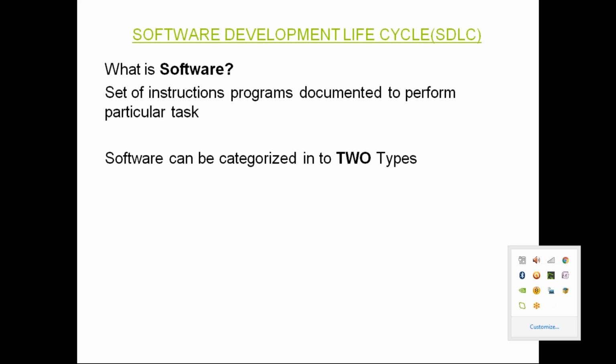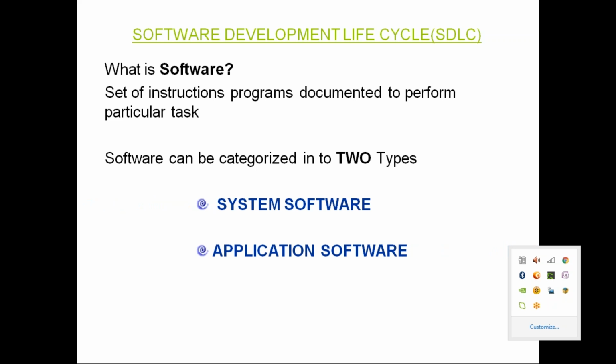So general definition, what is software? A set of instructions or program documented to do a particular task. But the software has been categorized into two types: system software and application software. Does anyone have an idea on this? In simpler language, I can say system software is software which is used by your system.